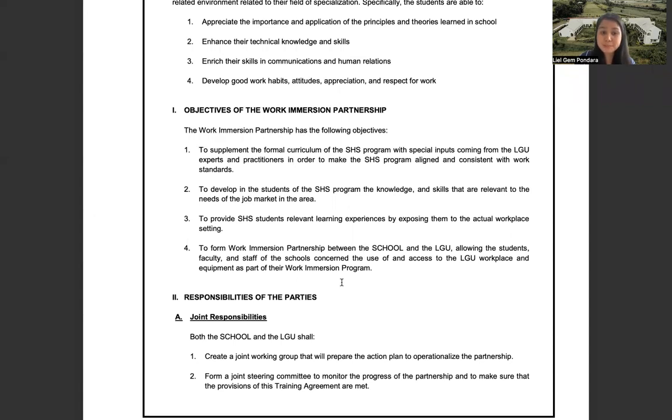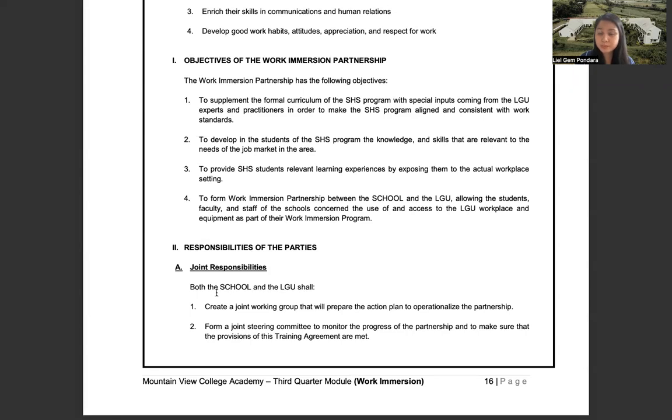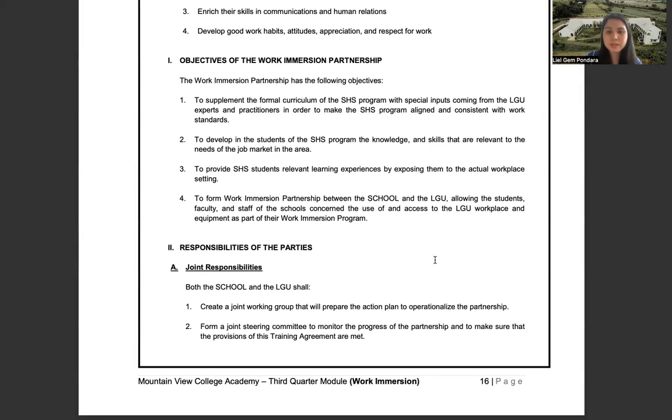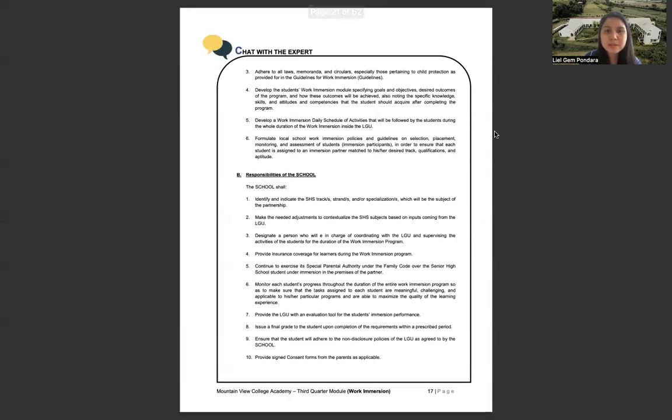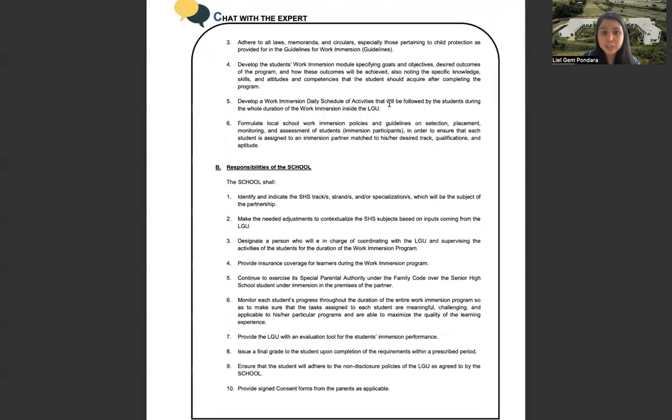Now, what are our responsibilities? Both the school and the second party, the corporation, the company, or the unit, shall create a joint working group. So if this will be the case, we are checking with the corporation, and the corporation will also give feedback to us. Second, to form a steering committee to monitor the progress of the partnership. The next one is to adhere to all laws, memoranda, and circulars for child protection policy.